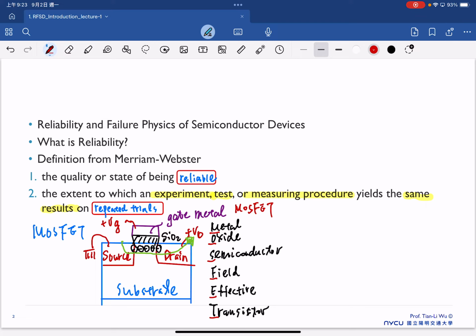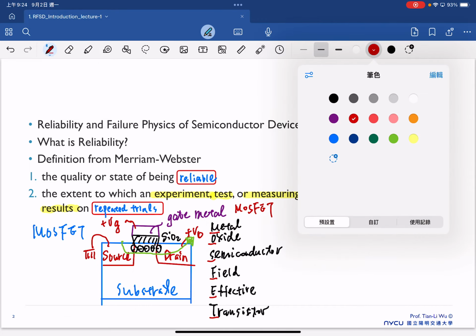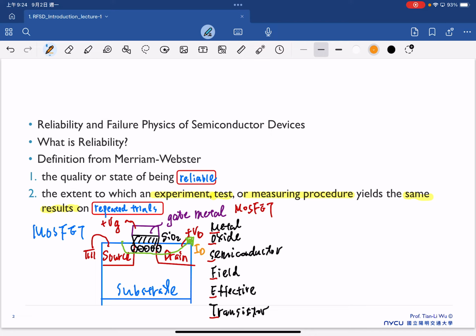Okay, so back to the class. Now we have introduced the basic structure of the MOSFET, and next we need to understand what the typical characteristic of the MOSFET is. To be honest, it's not that difficult. Since right now you apply the drain bias VD at the drain side, we are usually very interested in the current at the drain side.